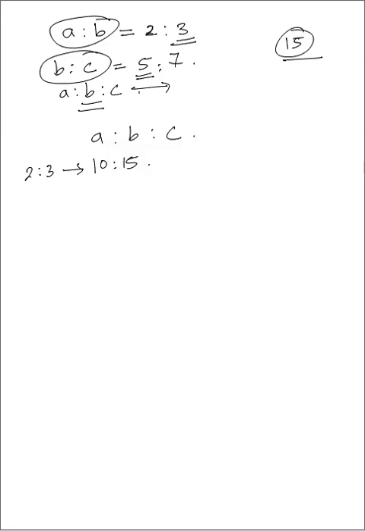Here this is a is to b. In the same way, b is to c is 5 is to 7. Again I have to make b 15, so I have to multiply by 3. So it will be 15 is to 21. Now finally I can write 10 is to 15 is to 21.